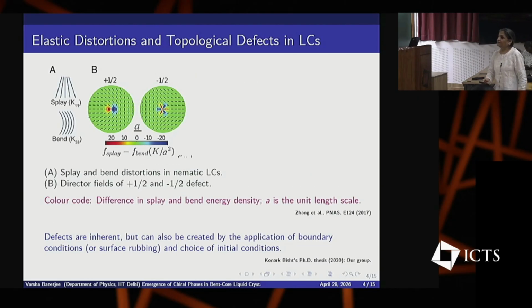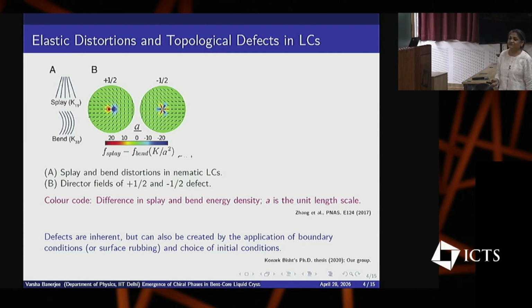Now, these materials have elasticity and they also have inherent topological defects. For example, these are the kind of distortions one usually finds. This is what is called the splay distortion, when the liquid crystals are spread out like the fingers in our hand. You could have these bend distortions. And these are the typical defects that one sees in liquid crystals.